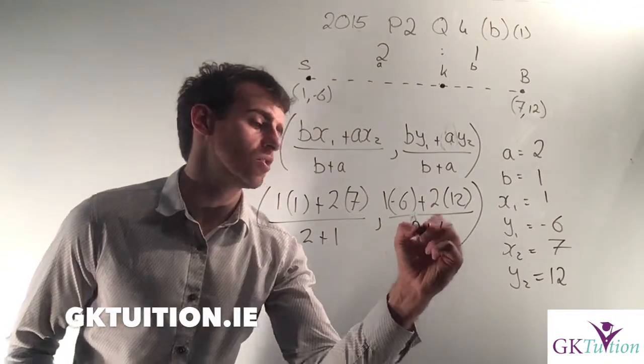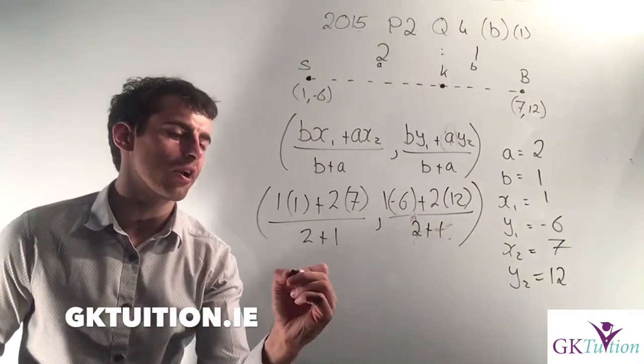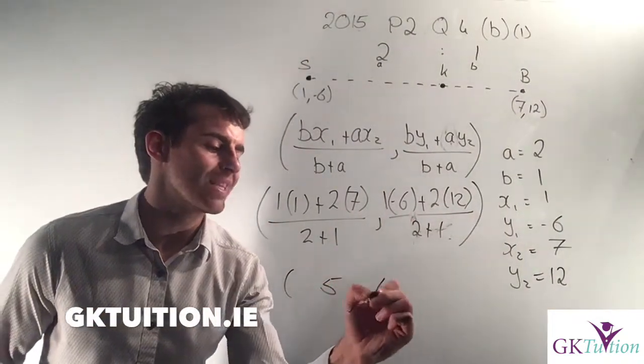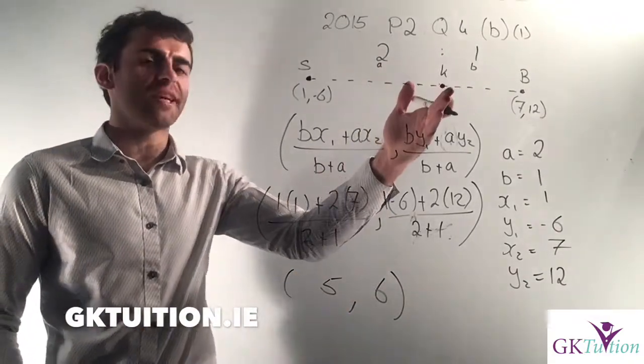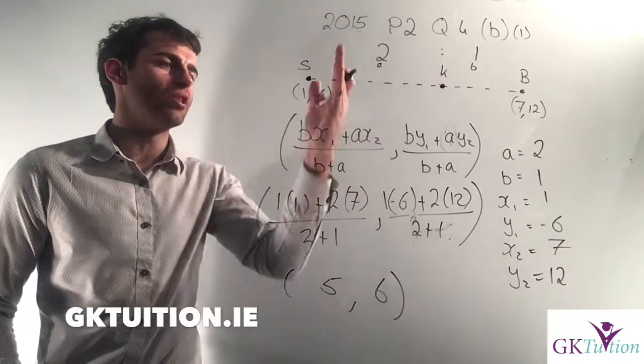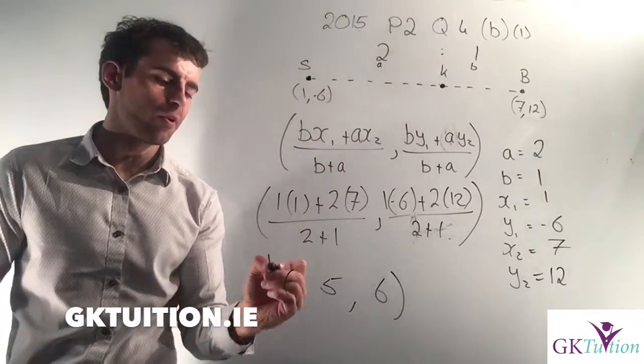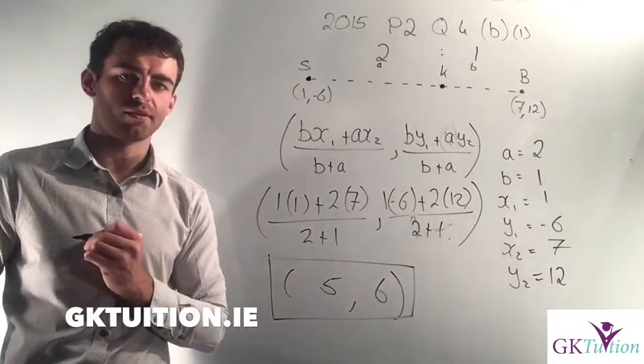And again, you can just sub that straight into your calculator, or do it in your head, and you work out that the coordinate K is the coordinate 5, 6. So the coordinate 5, 6 splits SK in the ratio of 2 is to 1. So that's my final answer for this question.